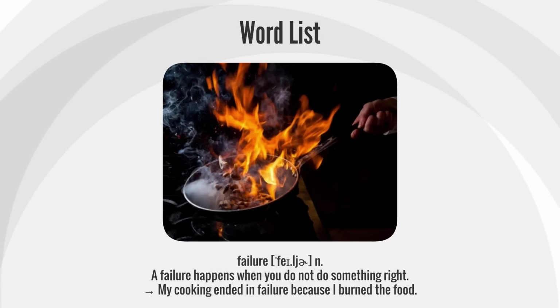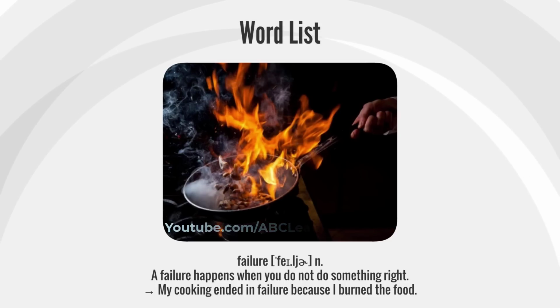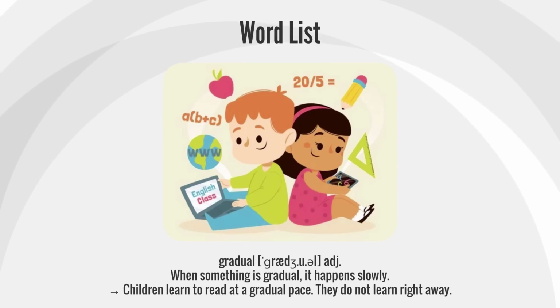Failure. A failure happens when you do not do something right. My cooking ended in failure because I burned the food. Gradual. When something is gradual, it happens slowly. Children learn to read at a gradual pace. They do not learn right away.